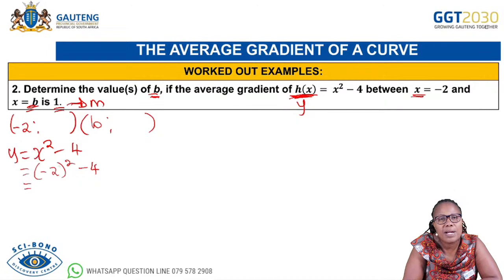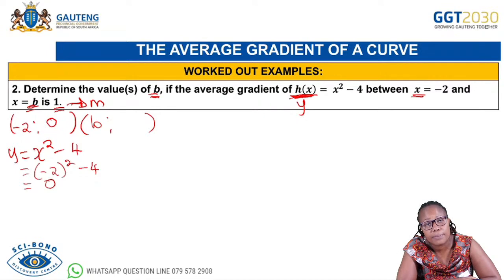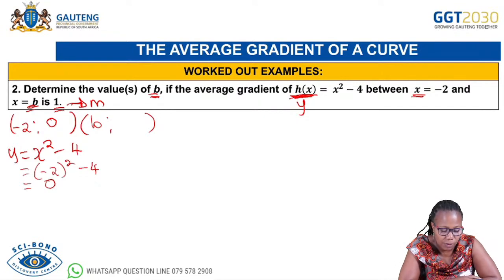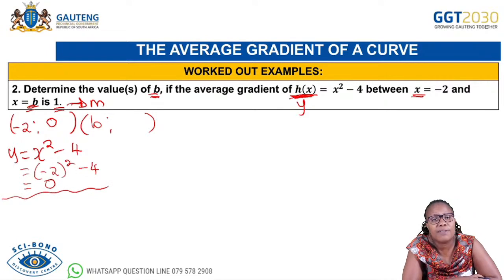So this will be minus 2 squared, which is 4, and then 4 minus 4 is simply giving us what? A 0. That this minus 2 is now coordinating with the 0 there. And then the next coordinate, we are having the value of x as being b. Sorry, grade 12s, don't stress about having a variable. The method is the same in mathematics.